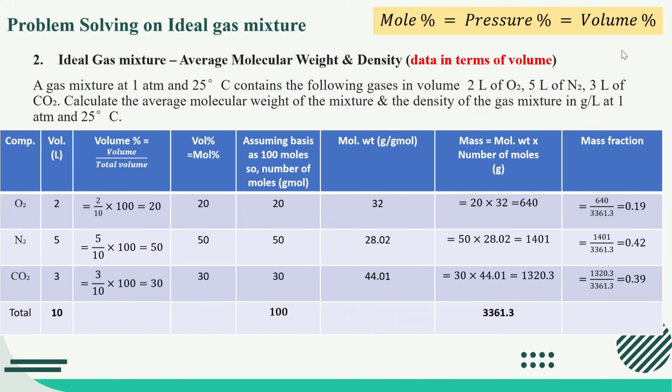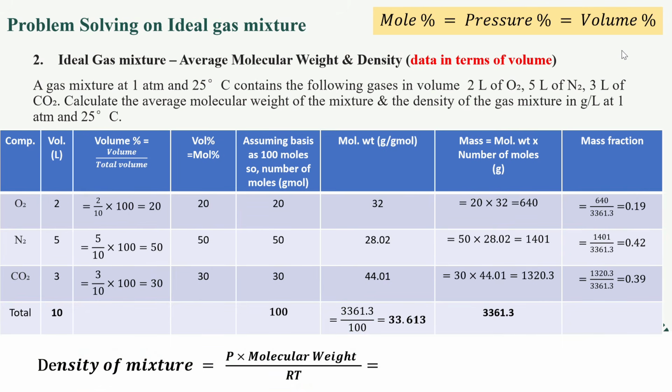Now we'll move on to find the average molecular weight. The formula is total mass divided by total number of moles. In this case, the total mass is 3361.3 and the total number of moles is 100. So the ratio comes to 33.613, which is the average molecular weight.